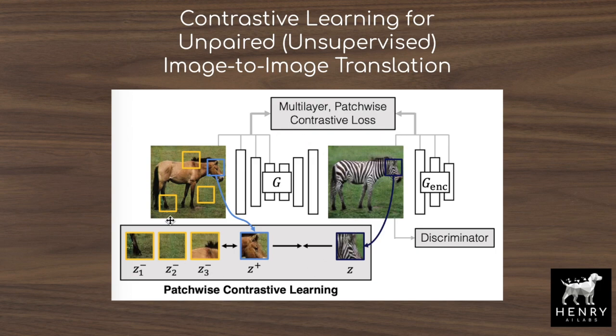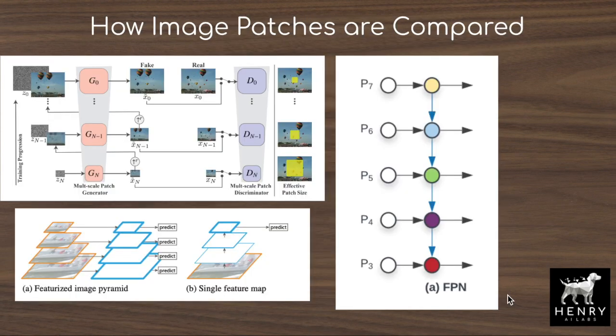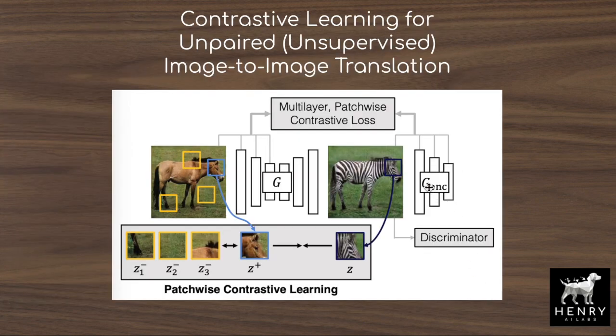So the high-level overview is that the contrastive learning comes from mapping the patches from the input-output, horse to zebra, as being similar to each other in the embedding space Z, and then dissimilar from other patches in the image. The authors are comparing the image patches in the neural network by comparing the different resolutions of the feature maps as they're processed by the encoder in the generator.